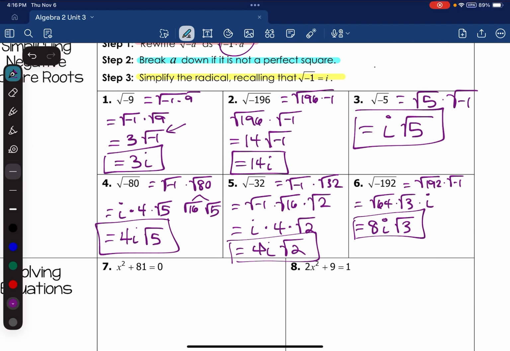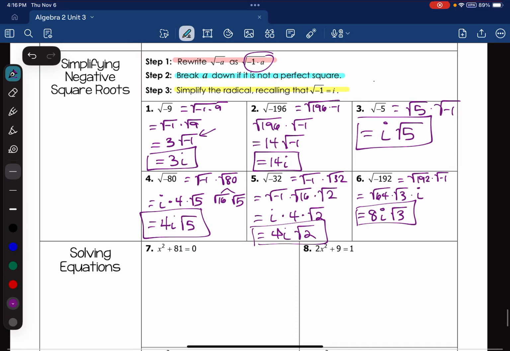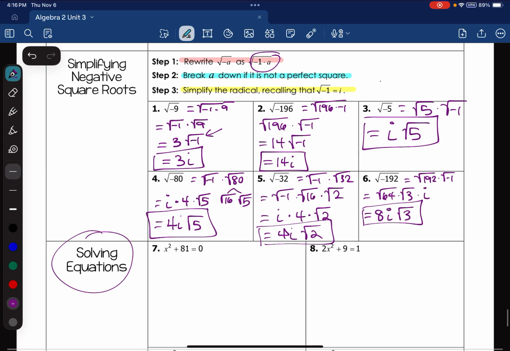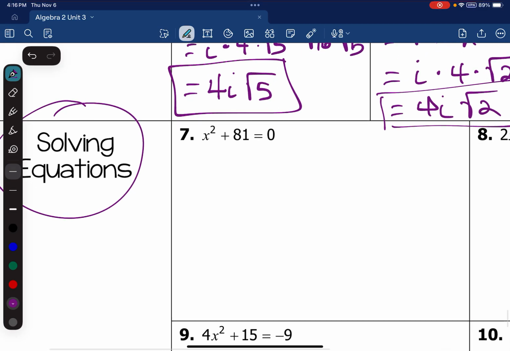Okay, I'm going to pause there. That is simplifying those radicals when there is a negative in there. Now we're going to put it into equations. We're going to say, okay, let's solve some equations, and we're going to see some negative radicals.